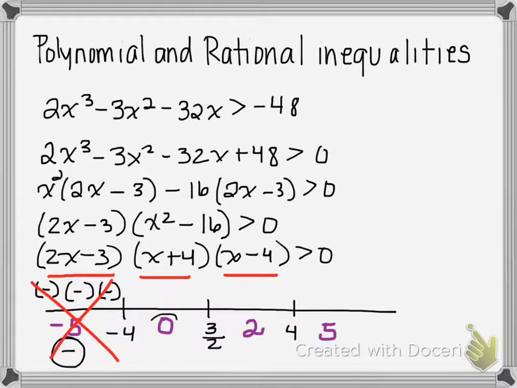Moving along to the 0. This will be easy to plug in, right? If I plug in a 0 for x, I get a negative. I plug in a 0 for x plus 4, I get a positive. I plug in a 0 for x minus 4, and I get a negative. Okay, that's a negative times a positive times a negative.